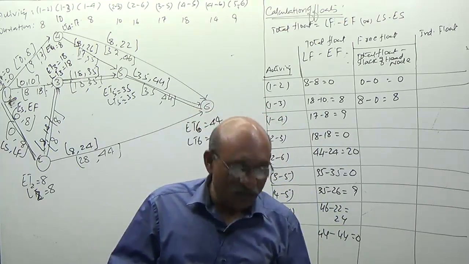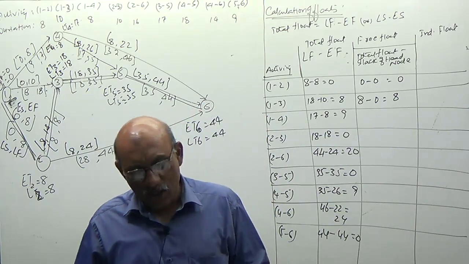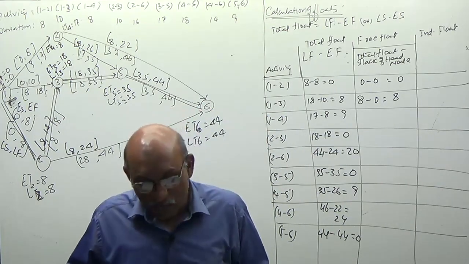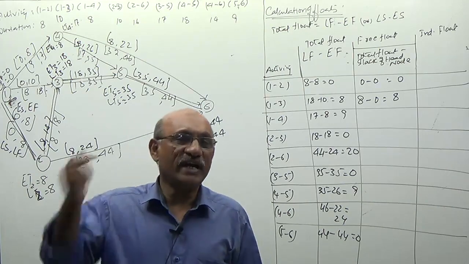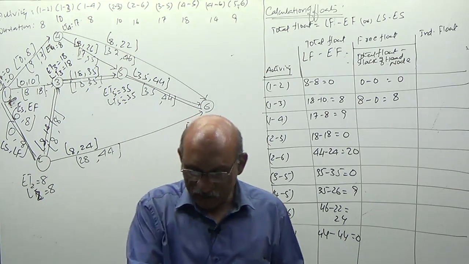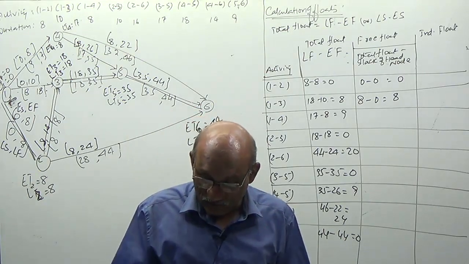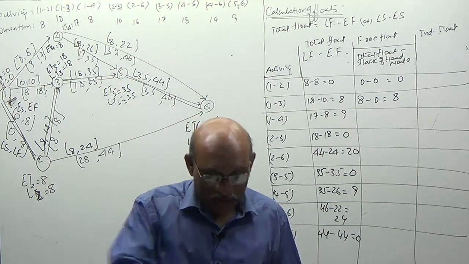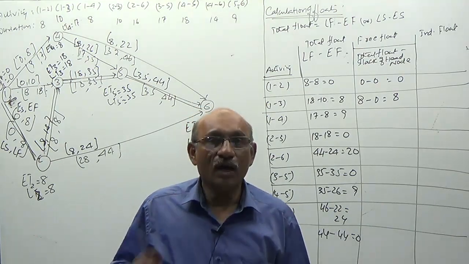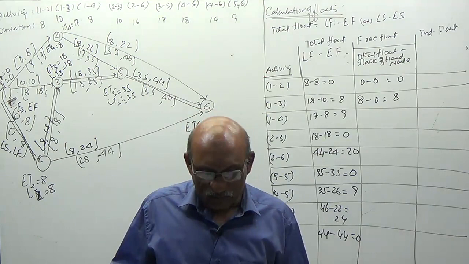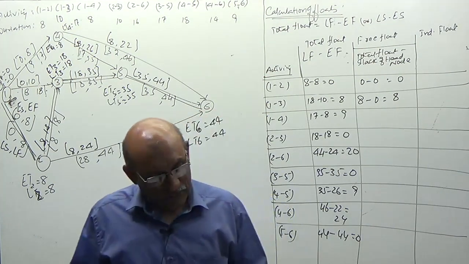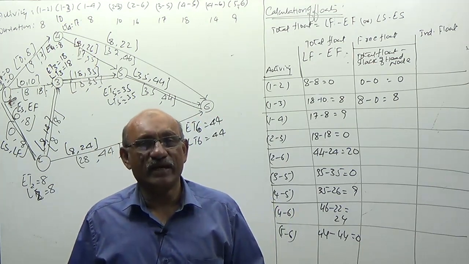What is the definition given in our CMA material, sir? Total float of an activity represents the amount of time by which it can be delayed without delaying the project completion time. This is the definition of total float. Look at the free float, sir. The free float is that part of the total float which can be used without affecting the float of succeeding activity.